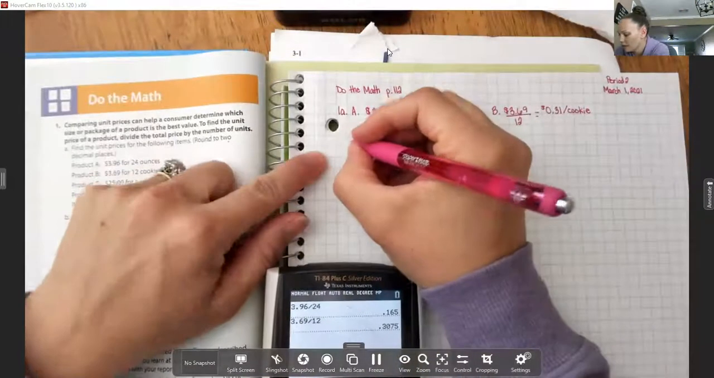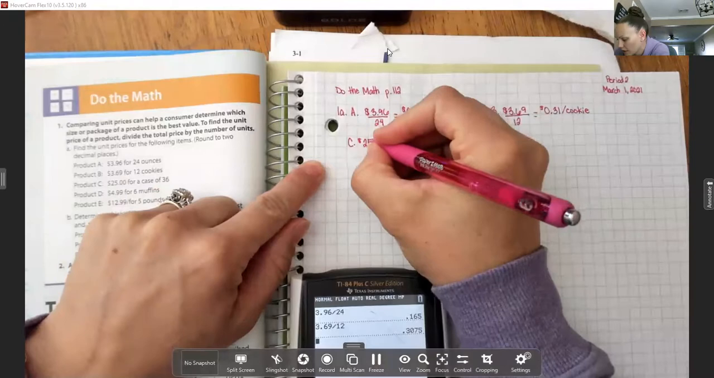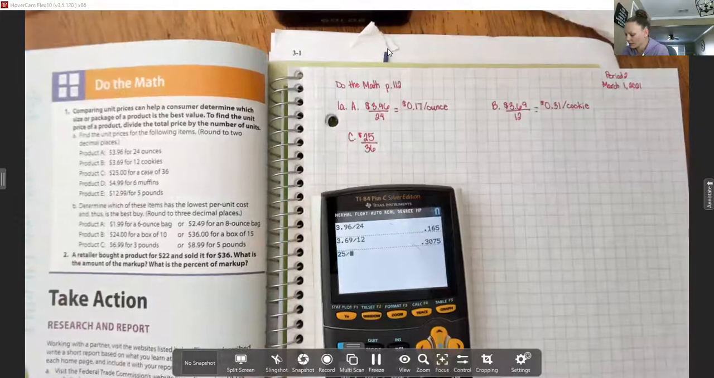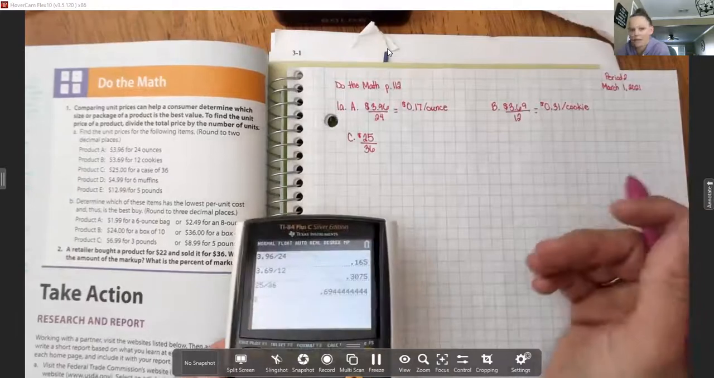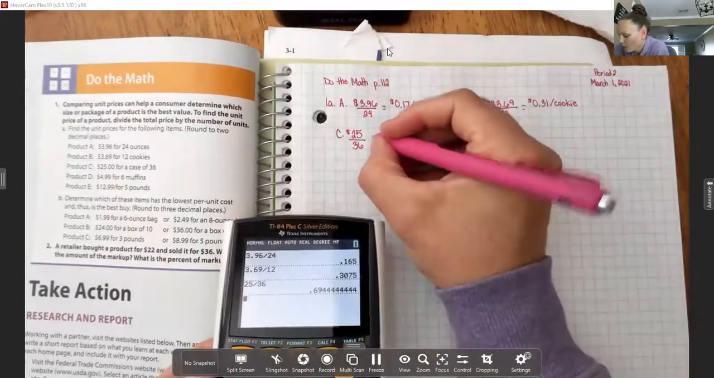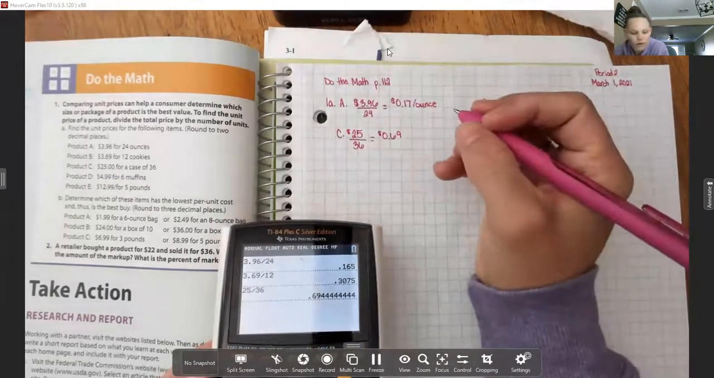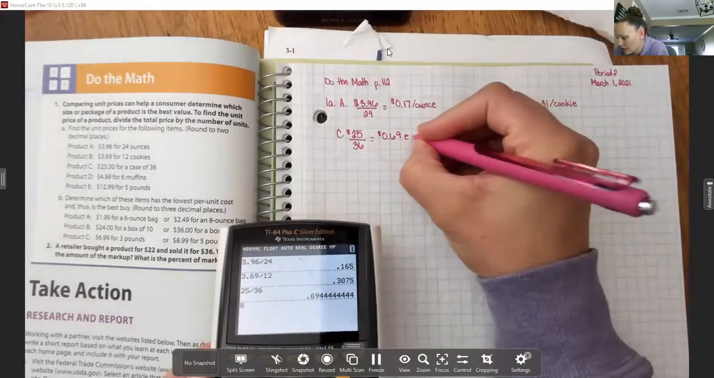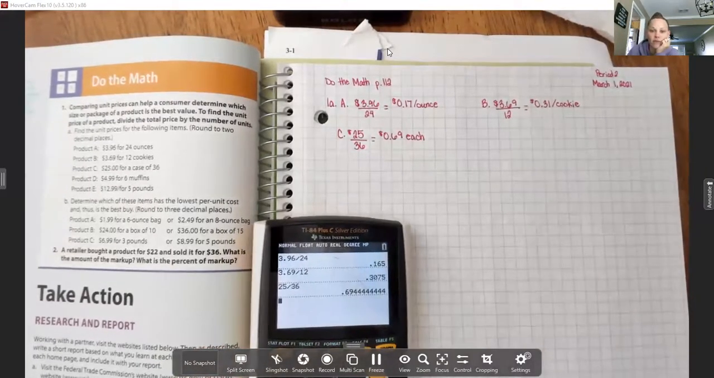Product C is $25 for a case of 36. I don't know what it is a case of, but $25 divided by 36. After the 9 is just a 4, so we're going to leave it as 69 cents. So here we don't know what they are, so we're just going to say 69 cents each. It says a case of 36. I don't know what it is a case of. Case of cookies, case of water. I don't know.